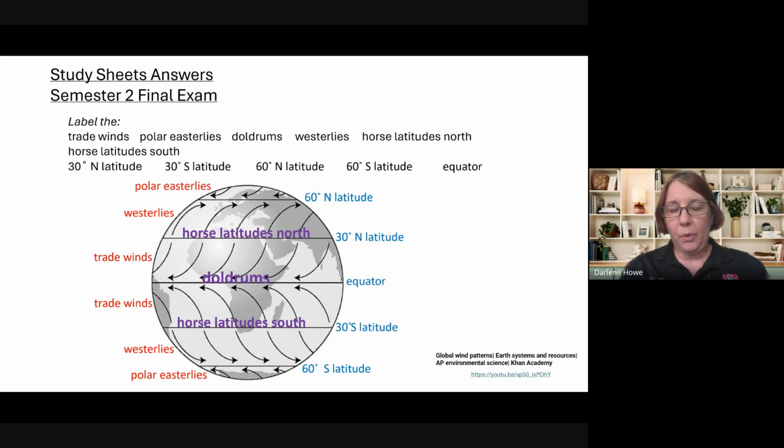Okay, so all of you should be very confident where these winds are, where the patches of no wind are, and where the latitudes are. You will be asked to label these on your exam. So please make sure you understand these and know where they are. Okay?